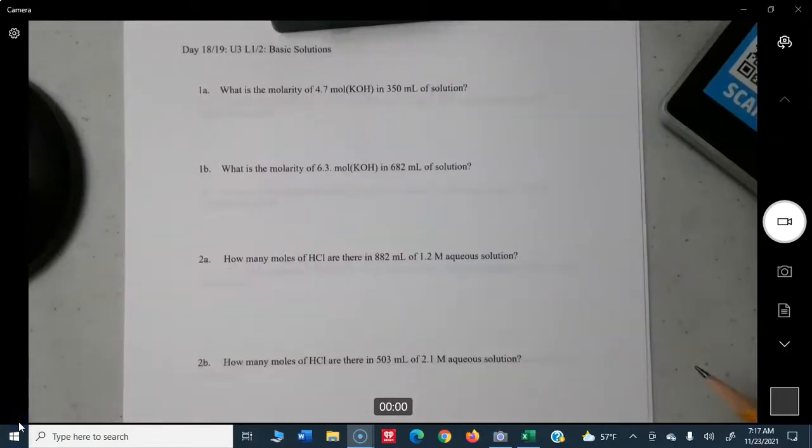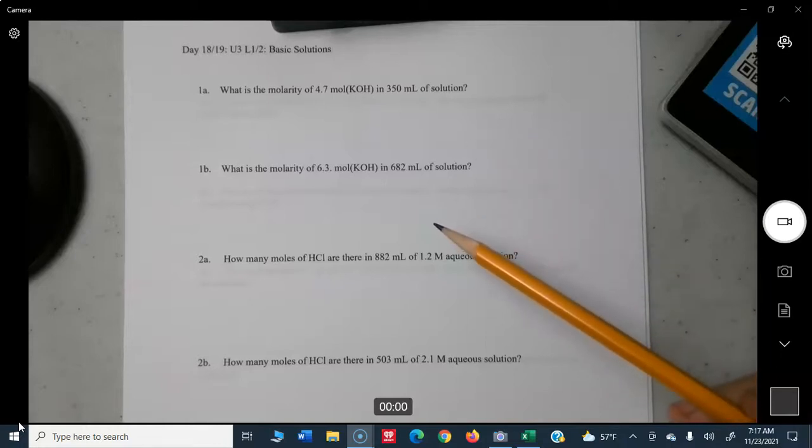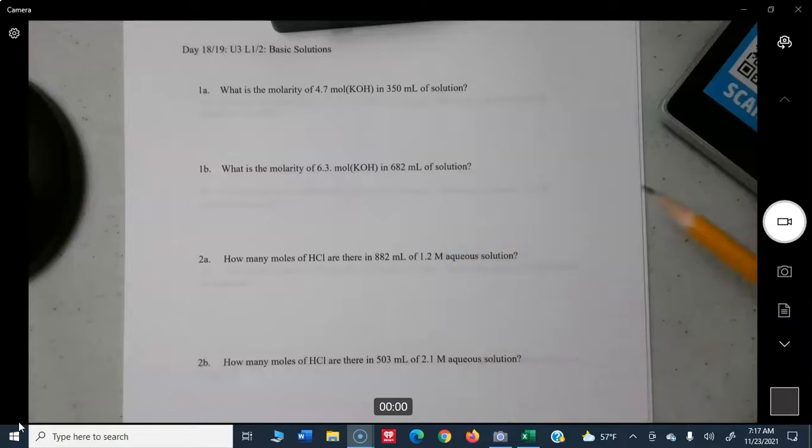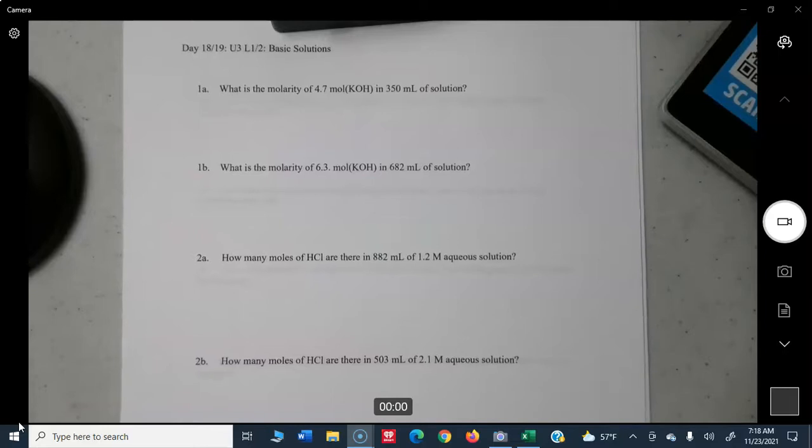Okay, so this assignment is in an A-B format. The A problem and B problem are identical except for the numbers. So I'm going to do the A problems with you. You do the A problems as well, and then you do the B problems on your own. I'll provide a sheet later that will give you the answers to the B problems, just the final answer, not all the steps.